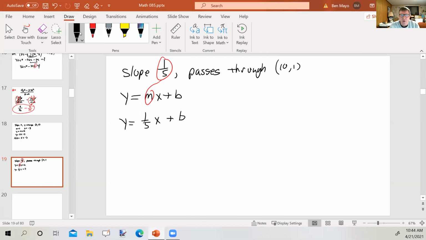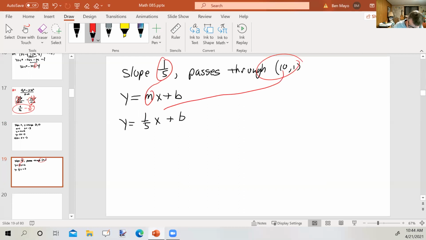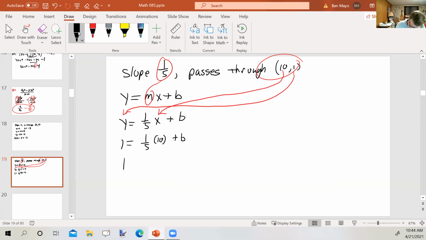So we have the slope, we need the y-intercept. I can take this point and take the x value, 10, and put it there, and the y value, 1, and put it there, and I get this. 1 equals 1/5 times 10 plus b. 1 equals 10/5, which is 2, plus b. Subtract 2 from both sides, and b equals -1.